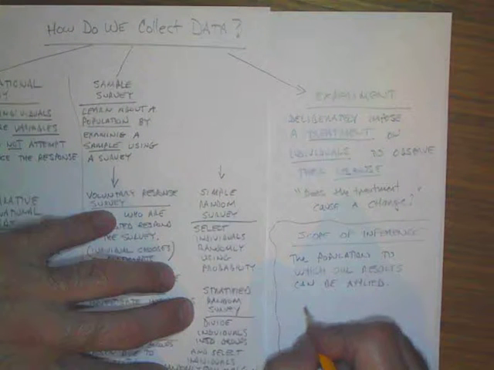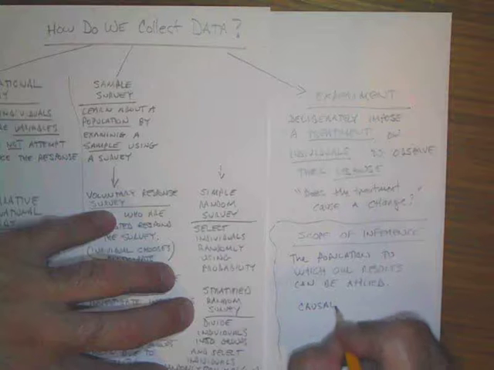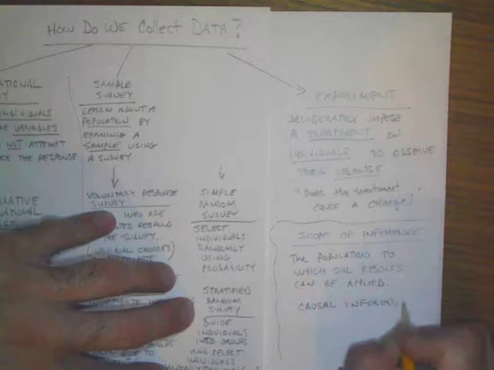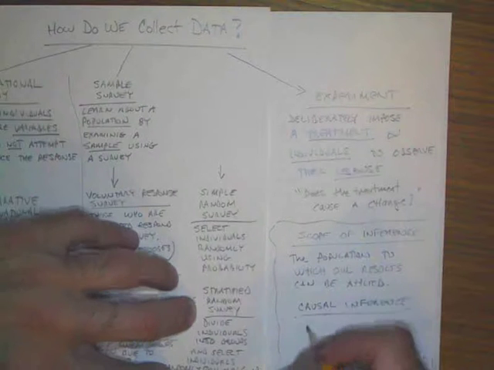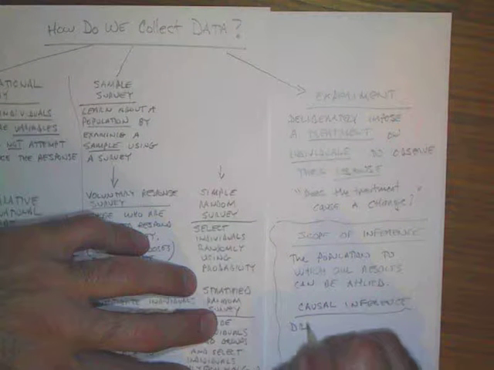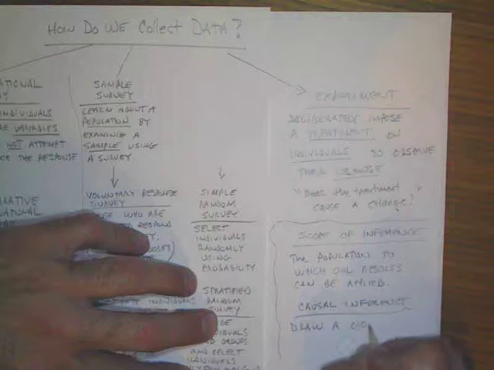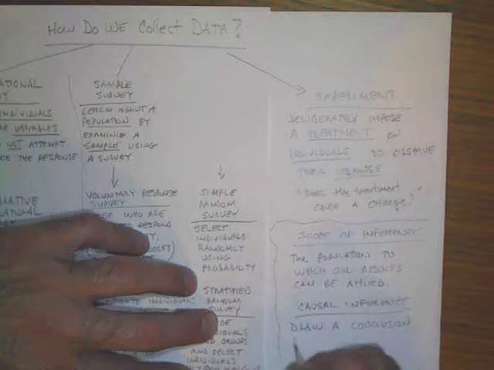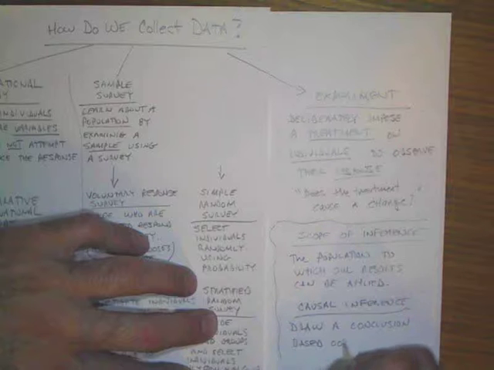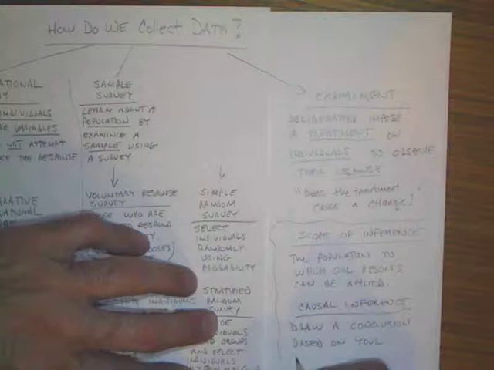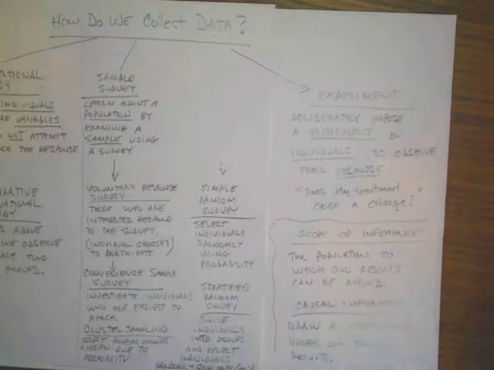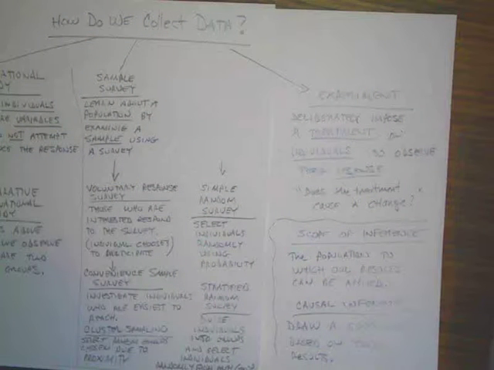Then the next thing is called causal inference. And this is when you draw a conclusion based on your results from an experiment or a survey or an observational study.